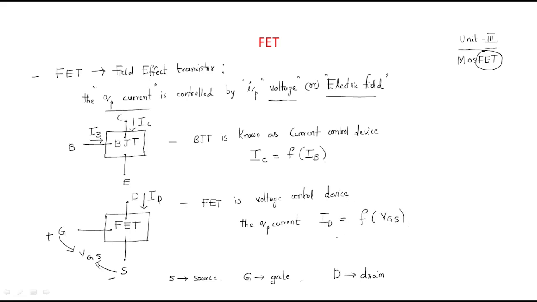That's the difference: BJT is a current control device, while FET is a voltage control device. The output current ID is controlled by the input voltage VGS. Here IC is the output current and base current IB is the input current, so the output current is controlled by the input current. In FET, the output current is controlled by the input voltage.